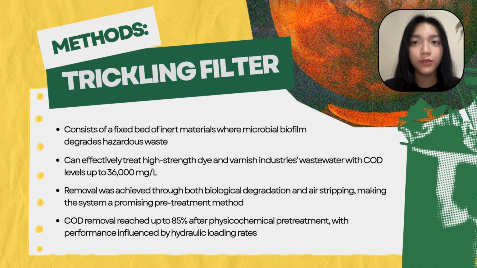Next, a trickling filter is a biological treatment system where hazardous waste flows over a fixed bed of inert materials. Microbial biofilms growing on the surface break down the pollutants as the waste trickles through. Aerobic conditions are maintained by either fans or natural airflow to support microbial activity.